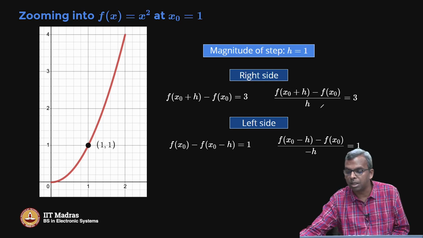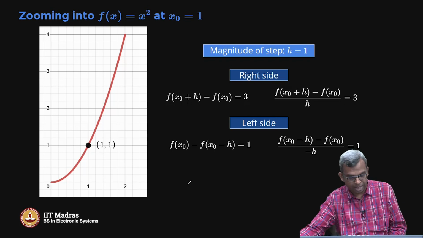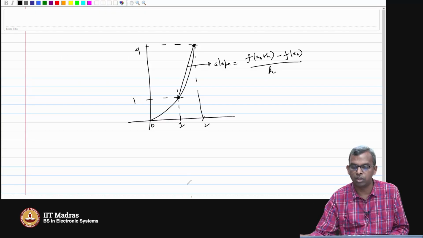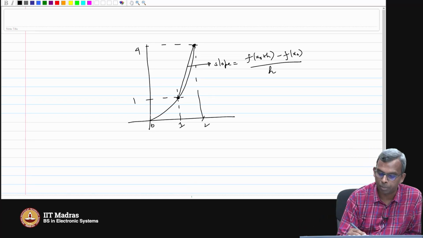Now, to keep this similar to what I did for the right hand side, I will rewrite this as f of x naught minus h minus f of x naught by minus h, and that will become 1. So you see this is also the slope of the straight line joining 1 comma 1 with 0 comma 0. That way I am measuring the slope on either side, which is the rate of change. You can also see that that is the slope, right.